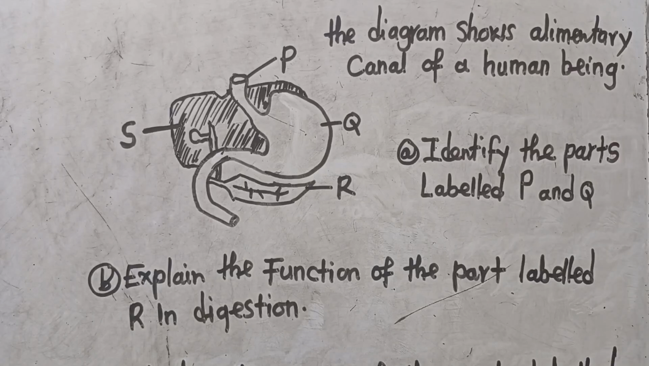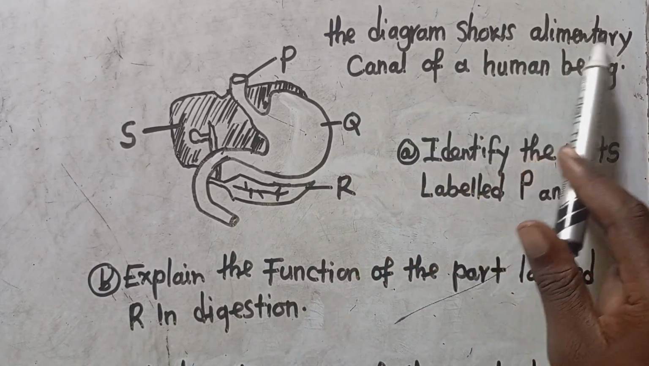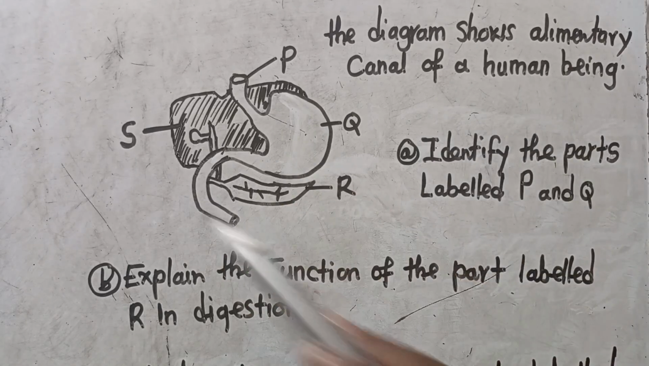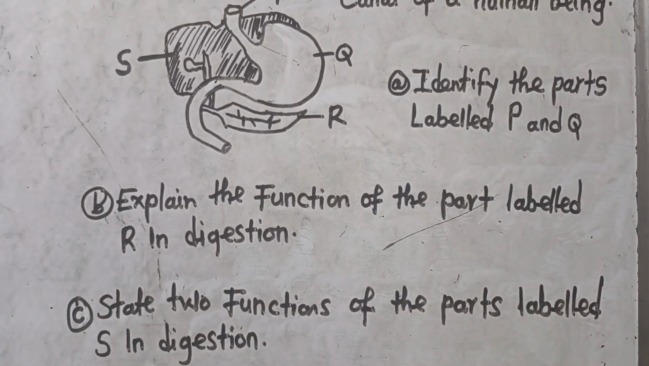Hello, so this is a biology question, and the question is saying the diagram shows the alimentary canal of a human being. So this is the alimentary canal of a human being. I just want us to revise through these questions together. There are a lot of questions that I want us to look at.